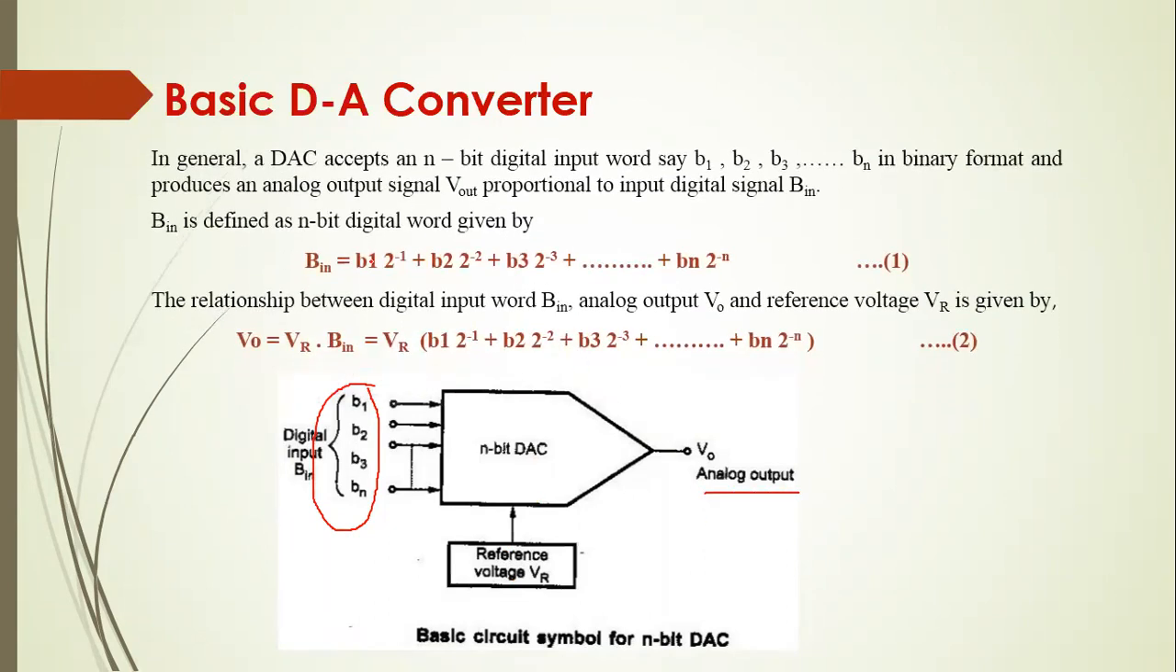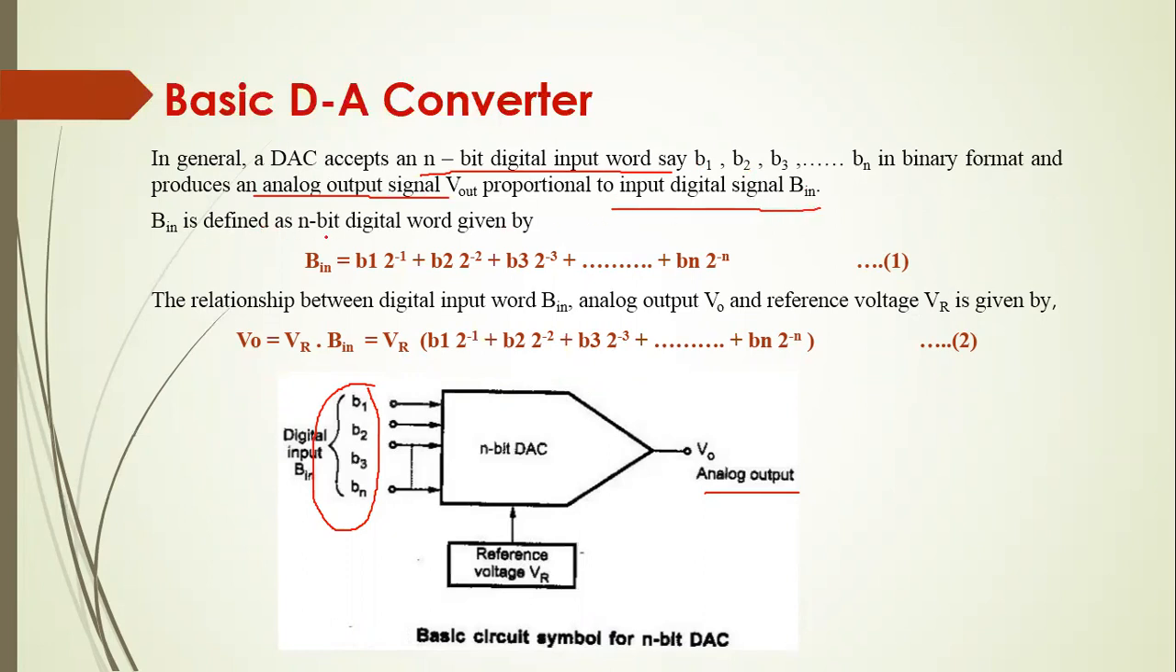This is a generalized block diagram of a D2A converter, which accepts an n-bit digital input word. The bits of the digital input are B1, B2, B3 and so on till Bn, in binary format, and it produces an analog output signal in terms of voltage. The output is represented as V out, which is proportional to the input digital signal Bin.